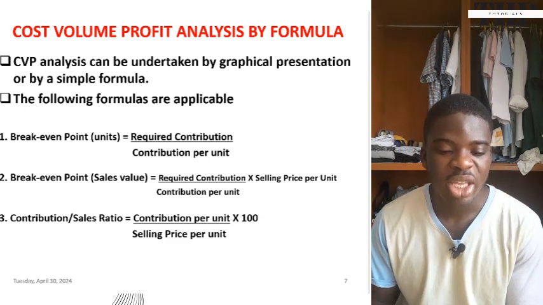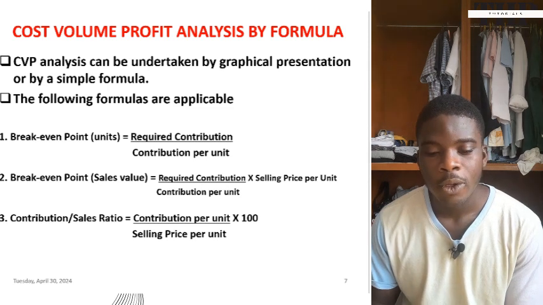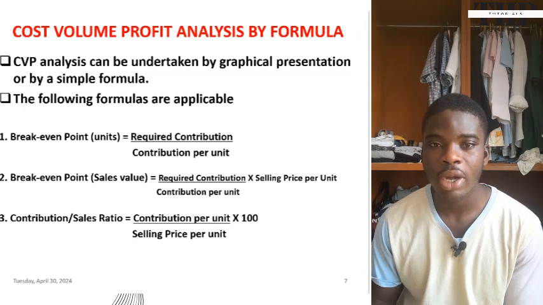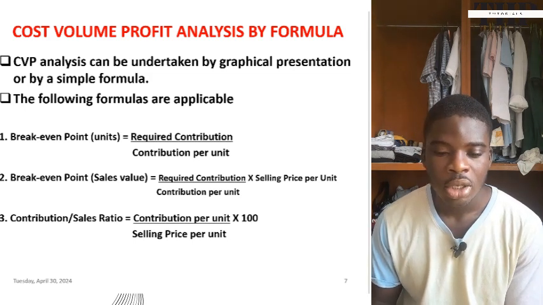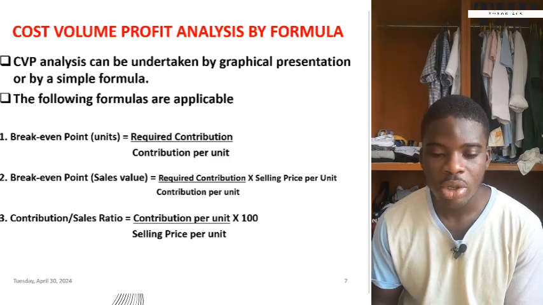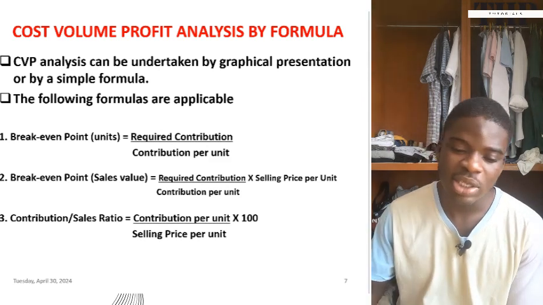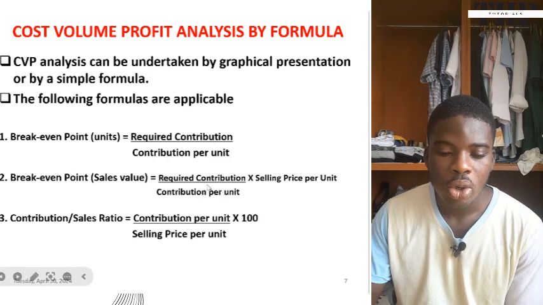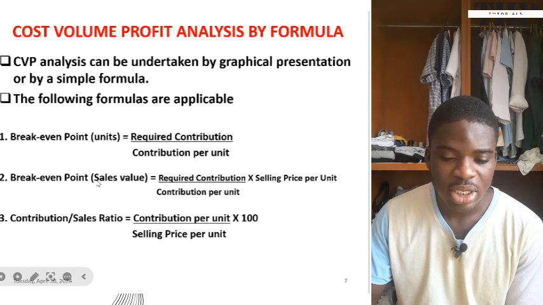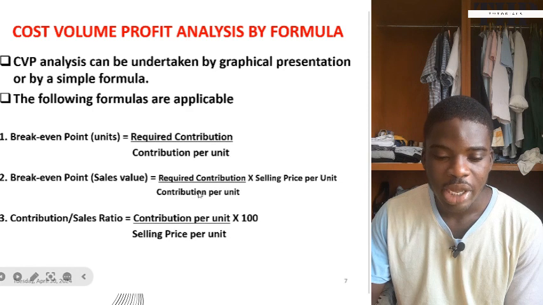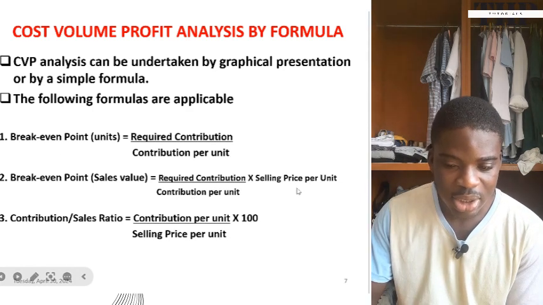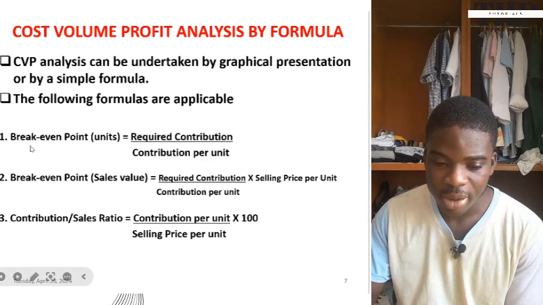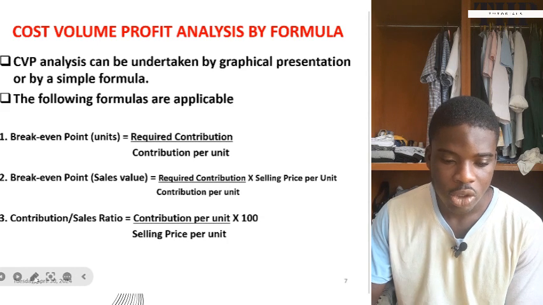Now the second is the break-even point in sales value. So we have the calculation in units and the calculation in sales value. The formulas are practically the same. Basically, you can say that the break-even point in sales value is equal to the break-even point in units times the selling price per unit, because required contribution over contribution per unit is the formula for break-even points in units.